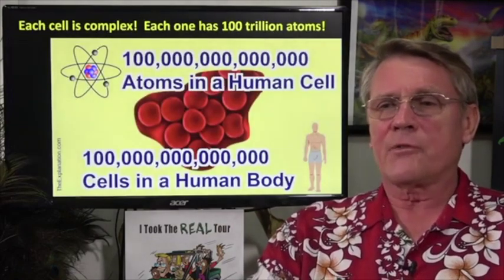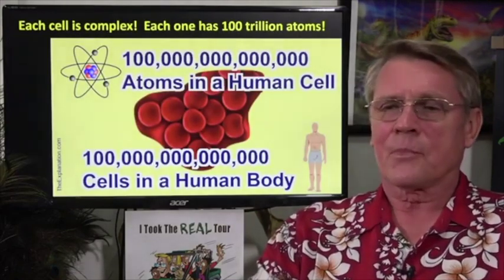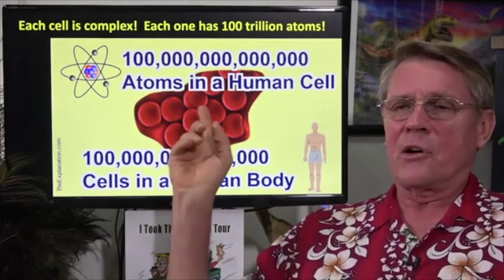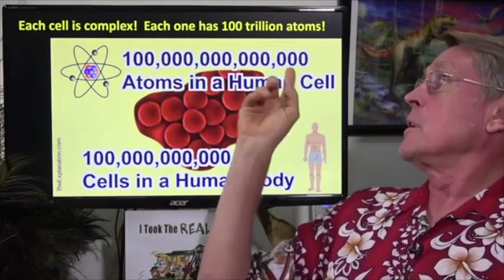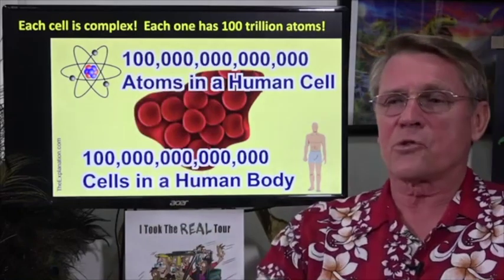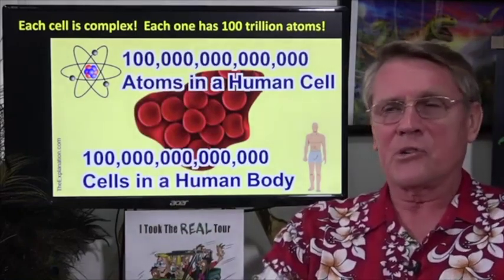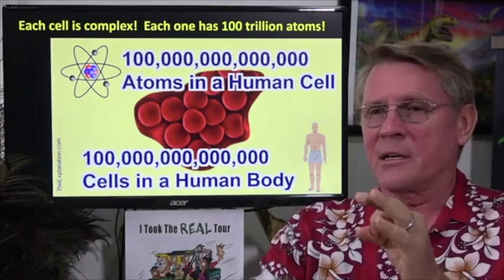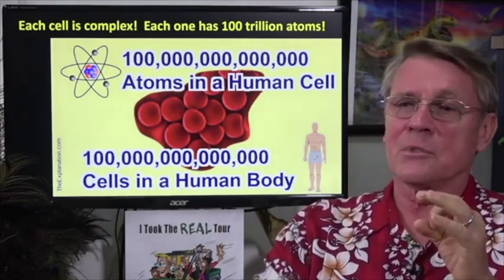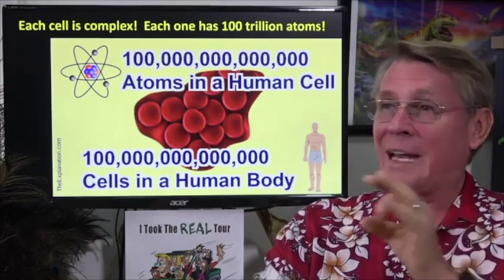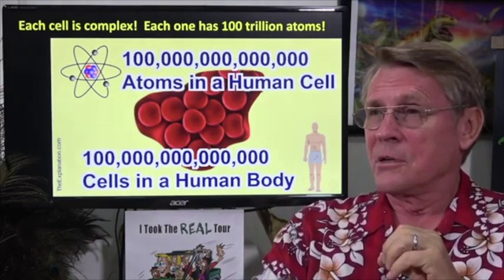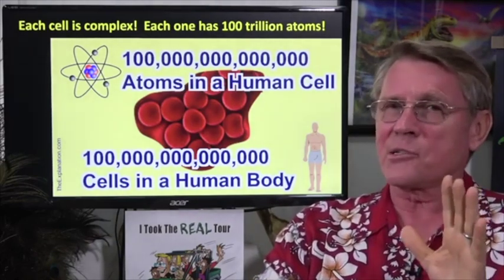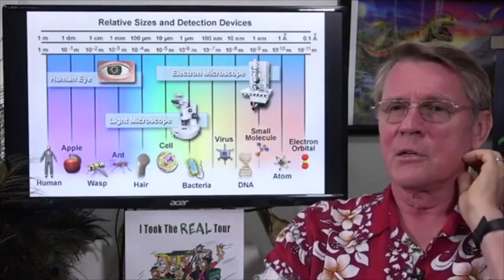Okay. Each of the cells is very complex. This one says there are 100, let's see, that would be million, billion, trillion, 100 trillion atoms in each cell. So you got 37 trillion cells, and each one has 100 trillion atoms. And all this lined up, by chance, mutations over billions of years.